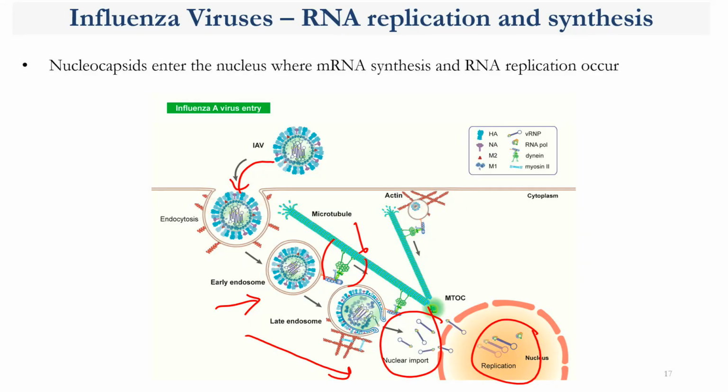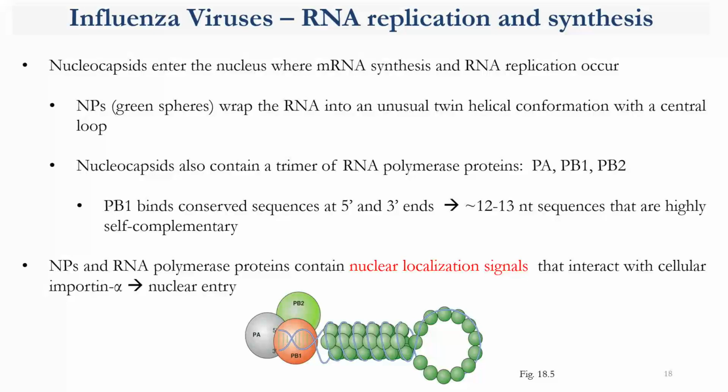So how does that work? The nucleocapsid needs to enter the nucleus, where mRNA synthesis and RNA replication can take place. Now, this protein, the NP protein shown here in green spheres, wraps the RNA into this unusual twin helical conformation, as you can see here. They have a central loop right here, and this wraps as a helical conformation.